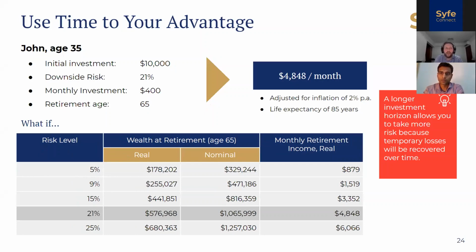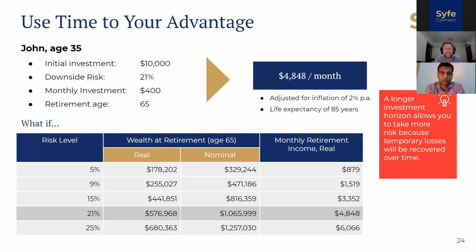Okay, so last example is John. John is age 35. His initial investment is $10,000. His downside risk is 21%. His monthly amount investing is $400. Now John retires at age 65. So this is a 30-year timeline for him. If you do the calculations, it works out to be just below $5,000 a month, adjusted for inflation.